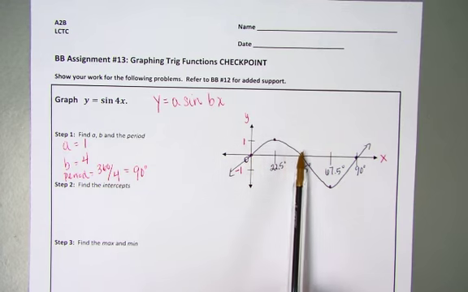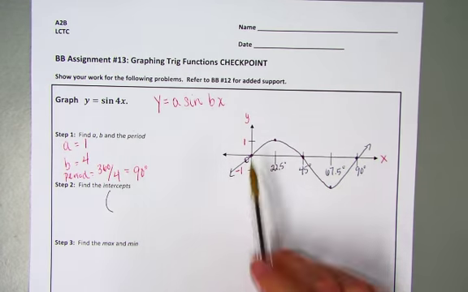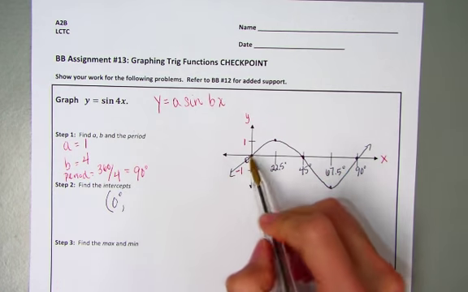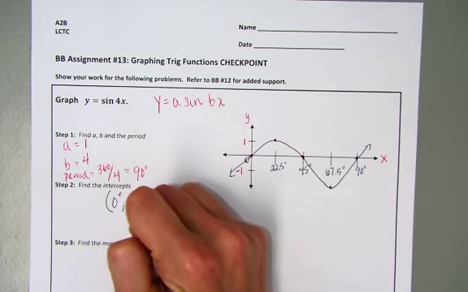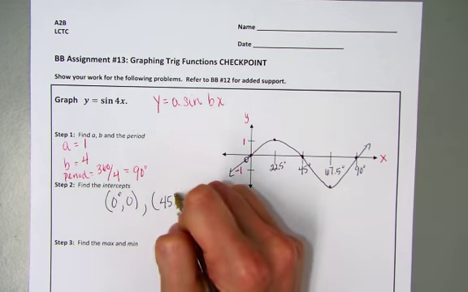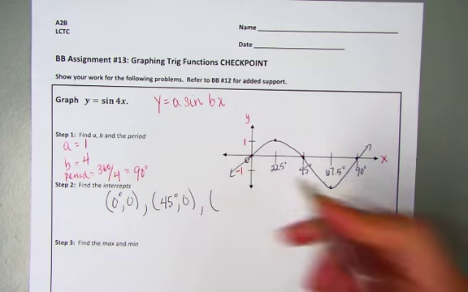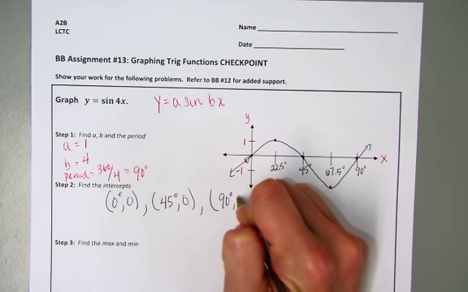Step 2 wants you to find the intercepts. The intercepts are where it crosses your x-axis. This first point, my x value is the degree, which is 0 degrees. My y value is 0. My second intercept is at 45 degrees, 0. And our third intercept happens at 90 degrees, 0.